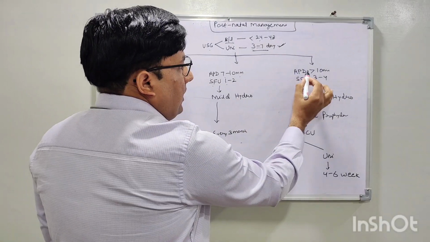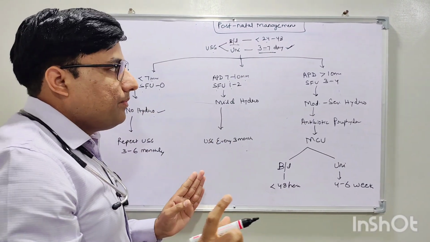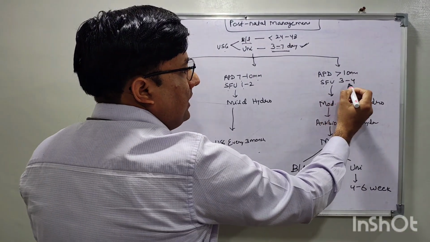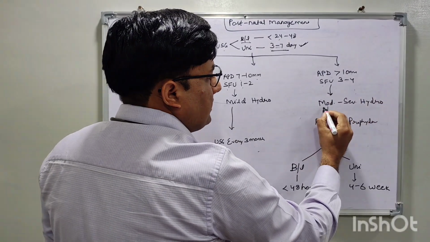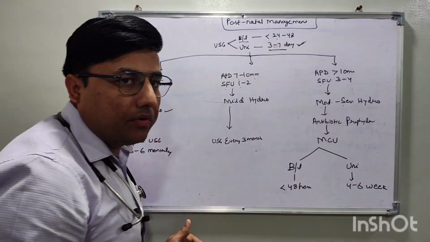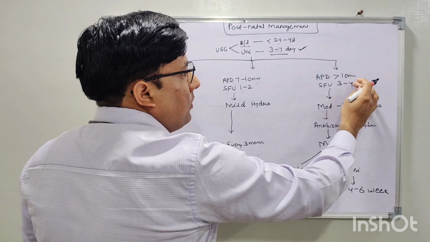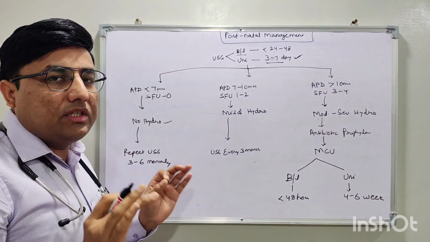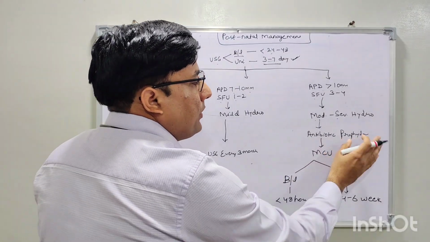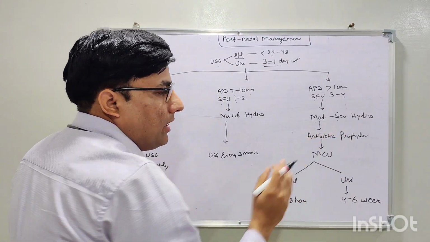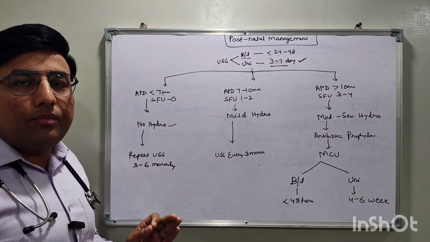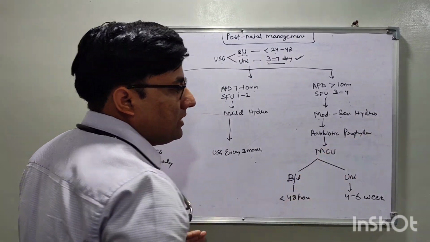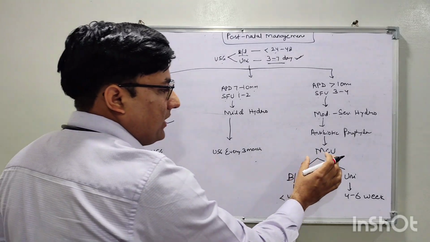The third category is if APD diameter is more than 10 mm, it could be more than 15 mm also, or SFU grade is 3 to 4. So these cases are moderate to severe hydronephrosis. 10 to 15 mm or more than 15 mm is moderate to severe hydronephrosis. In these babies, we should start antibiotic prophylaxis. Cephalexin we can start 10 mg per kg per day, OD dose. Antibiotic prophylaxis we should start because these babies are at high risk of urinary tract infection.